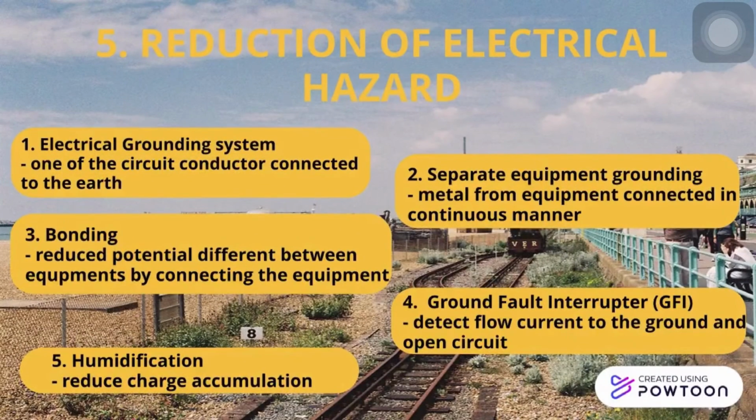There are a few ways to reduce electrical hazards. For example, applying an electrical grounding system, separate equipment grounding, bonding, ground fault interrupter or GFI, and humidification.